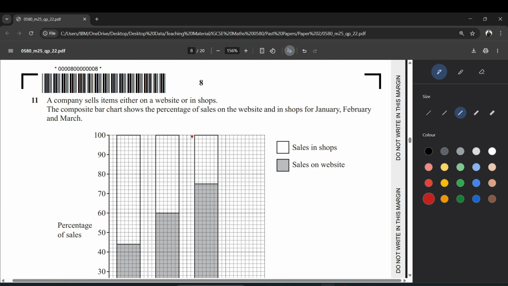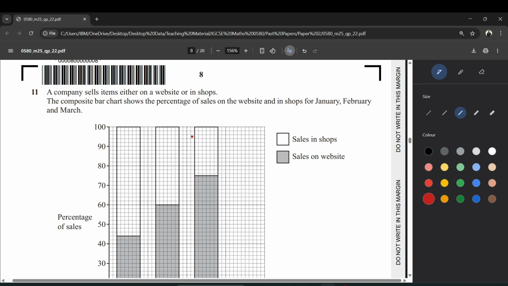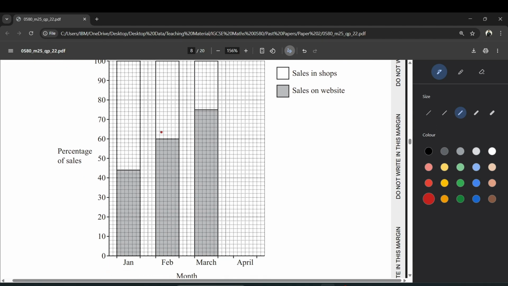A company sells items either on a website or in shops. The composite bar chart shows the percentage of sales on the website and in shops for January, February, and March. Now, this is a composite bar chart, also called a stacked bar chart. Basically, you can see that we have a white block and a gray block. The white block represents the sales in shops, and the gray block represents sales on the website. And we have 3 bars, one for each of these 3 months.